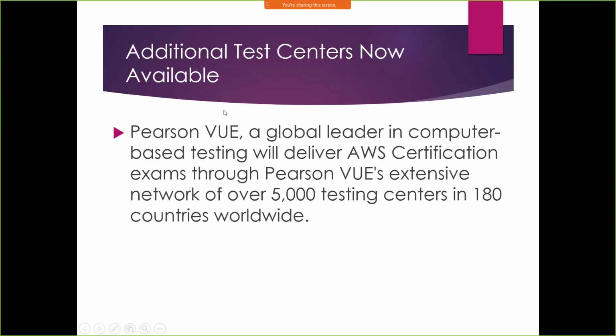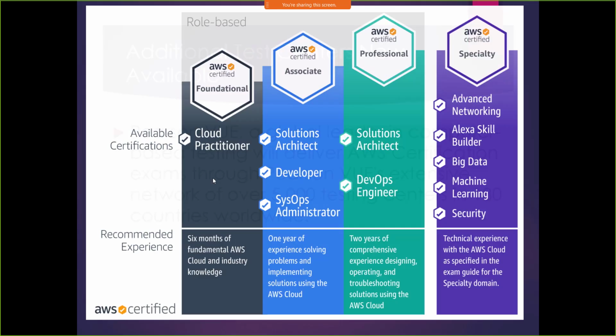Now the good thing is that before, if you wanted to give the AWS exam, you had to go to just 3 data centers in the GTA. Now Pearson VUE also has the AWS exam, so you can go to any testing center and give AWS exams there, right? So what type of exams are there?